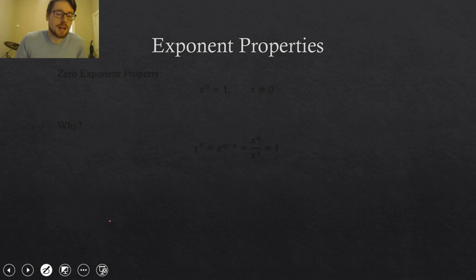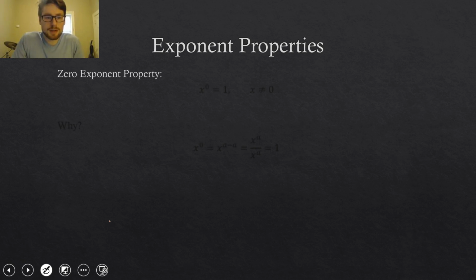Okay, diving right along, the next exponent property is the zero exponent property. So what is x to the 0? What is that going to give you if you raise a number to the 0 power? Well, the answer to that is surprisingly not 0. It is actually equal to 1. And the reason why it's equal to 1 is so that everything works out nicely.